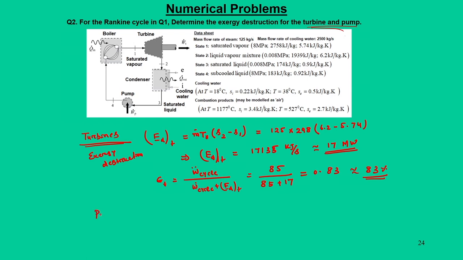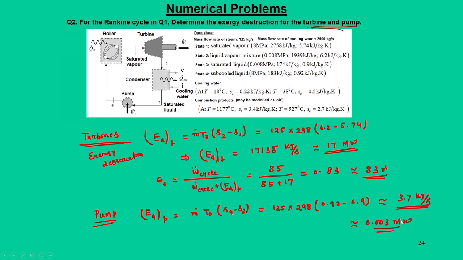And similarly for pumps. In power plants the pumps normally take the least or negligible energy. So, just for the sake of calculation, if you calculate the exergy destruction for the pump, it will be m dot T0 into S4 minus S3. As per the numbers, the entropy difference is quite low. So, it is 125 into 298 into 0.92 minus 0.9. This number turns out to be 3.7 kilojoule per second, which is quite low, or approximately 0.003 megawatt. That means pumps take least energy. So, of course, the exergetic efficiency is almost nil, negligible.